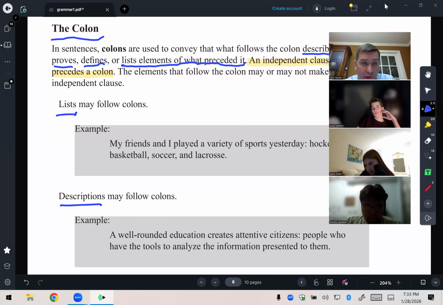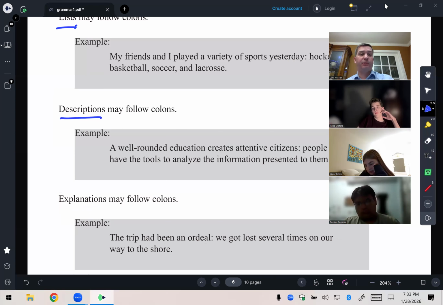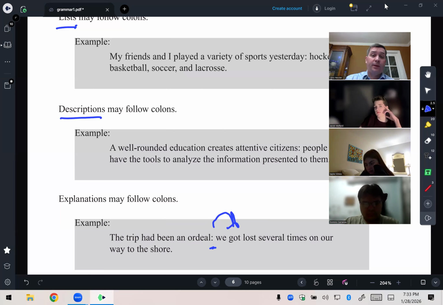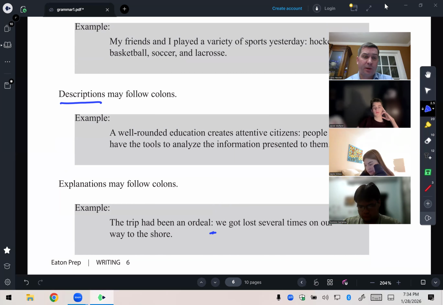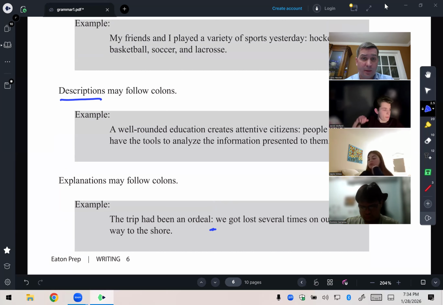Okay. Explanations. We use colons when we have explanations. This is another common way you'll see a colon. The trip had been an ordeal. Why had the trip been an ordeal? Well, we got lost several times on our way to the shore. Here we have two independent clauses, two things that could each be a sentence, and we can put a colon here. So whatever follows the colon, it doesn't matter. Sometimes it's just a single word and a period. It can be two independent clauses, which is what we needed for the semicolon. The trip had been an ordeal, period. We got lost several times on our way to the shore, period. It doesn't matter that they're two sentences, two independent clauses, two complete thoughts, however you want to think about it.